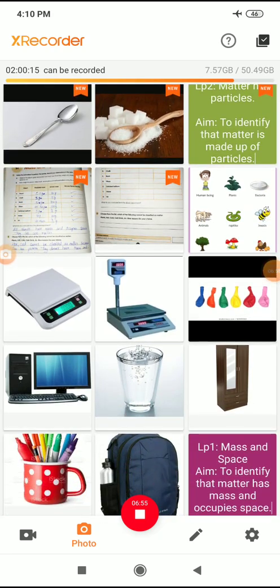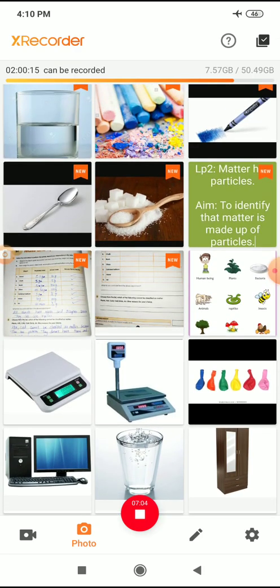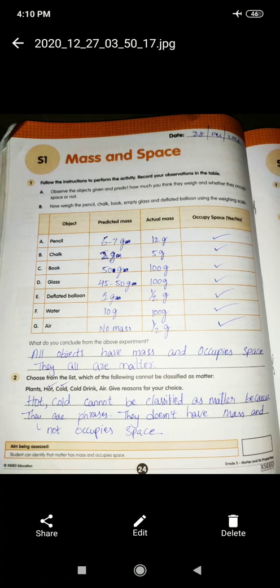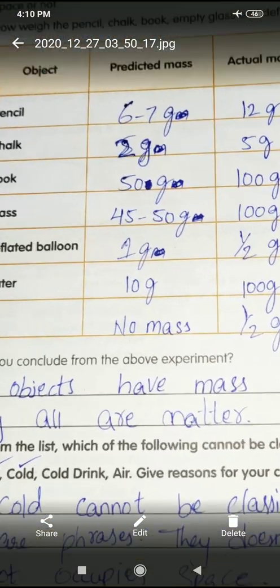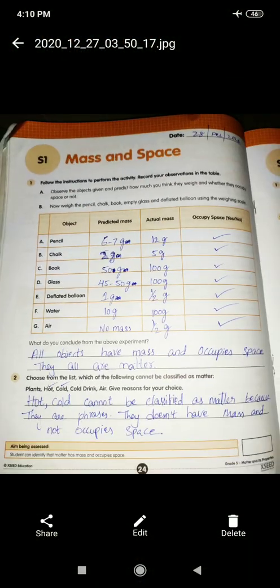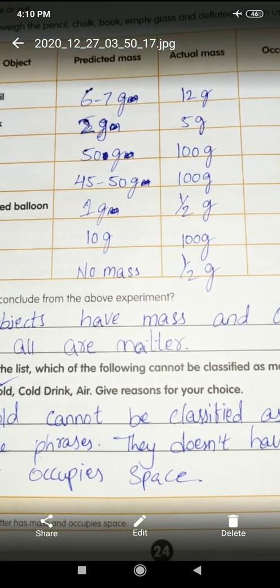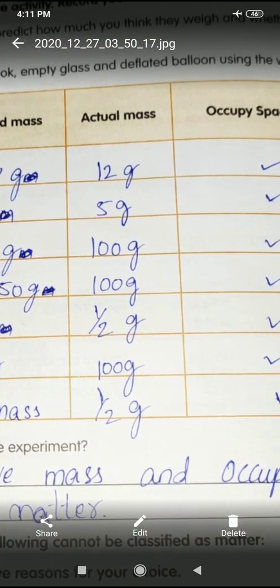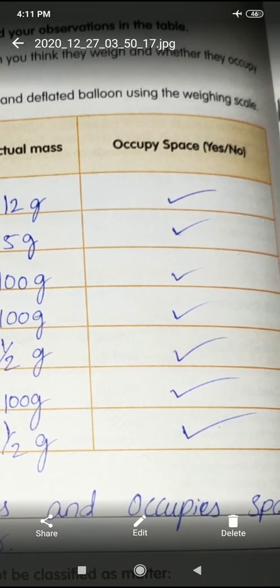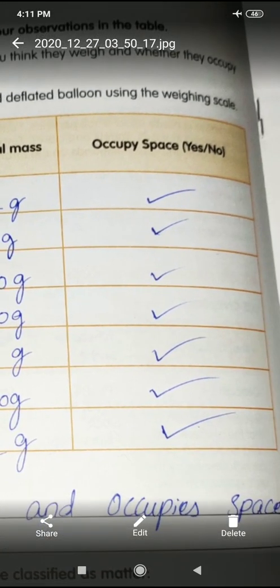So this is the lesson, students. Matter means anything that has mass and occupies space. Keep this in mind. Now all of you open your Volume 3, page number 24. Here you have to write your prediction. Predicted mass means you are just assuming it, and you write that in the first box. Then the actual mass, after weighing on the machine, you write that. Does it occupy space, yes or no, you write in the last box.